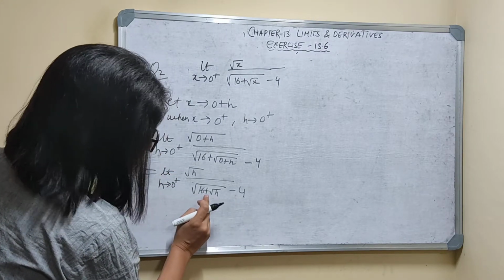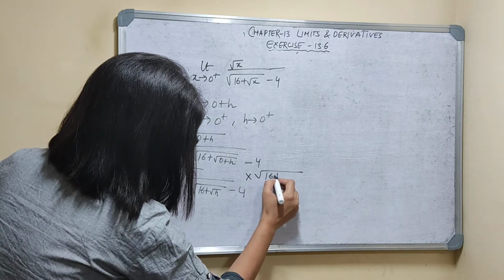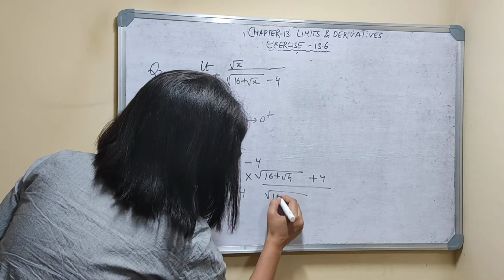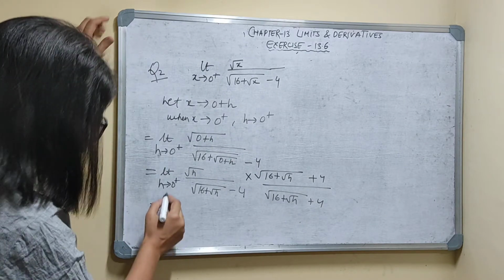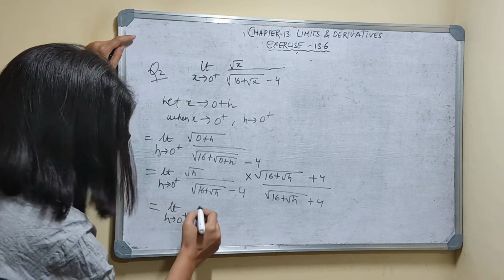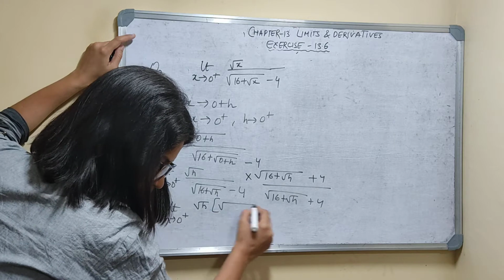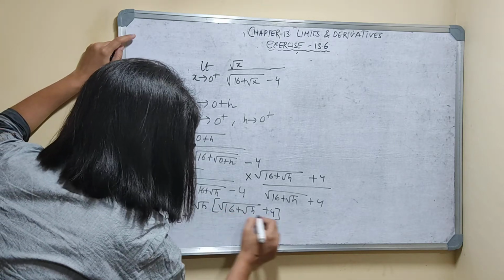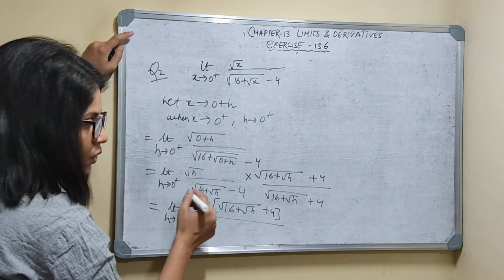Here it is root 16 plus root h minus 4. So I will multiply by root 16 plus root h. Here it is minus, so plus 4, upon root 16 plus root h plus 4. Is it clear? Now, limit h tends to 0 plus, same I will write. Here you will get root h into root of 16 plus root of h plus 4, upon a minus b into a plus b. So I can say a square minus b square.